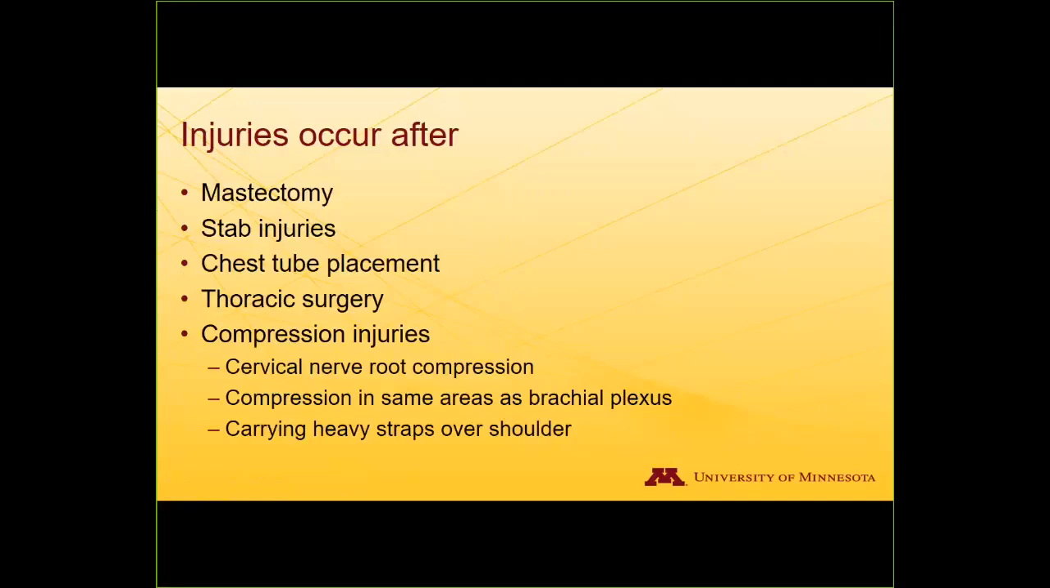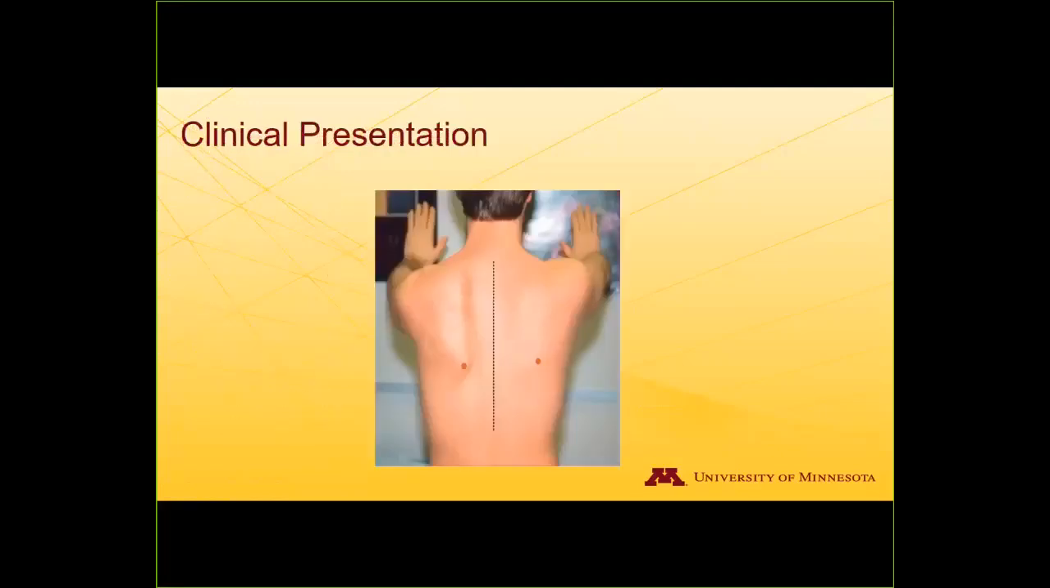It can be compressed the same way that the brachial plexus can be compressed throughout that outlet, the thoracic outlet. Okay, and that can happen. Sometimes people will be carrying straps on their shoulders, and that'll actually result in compression on that long thoracic nerve as it goes through the thoracic outlet. The heavy straps on the shoulders will do that as well.